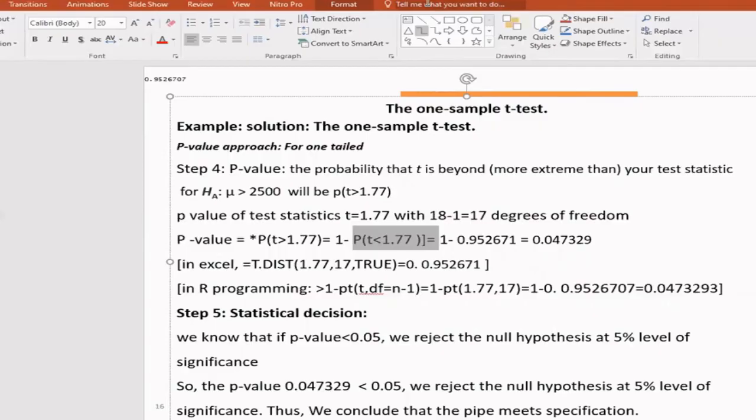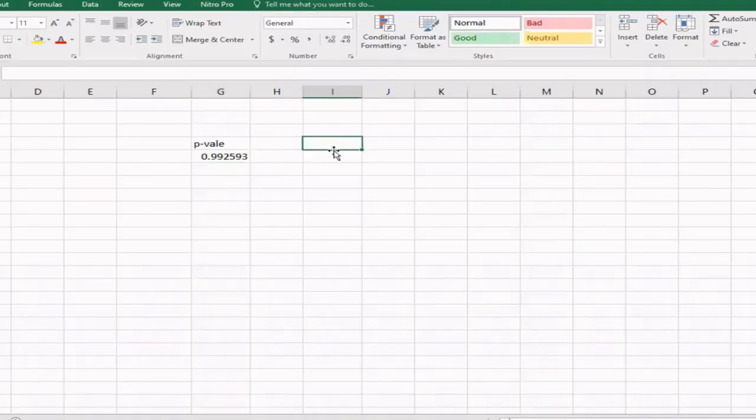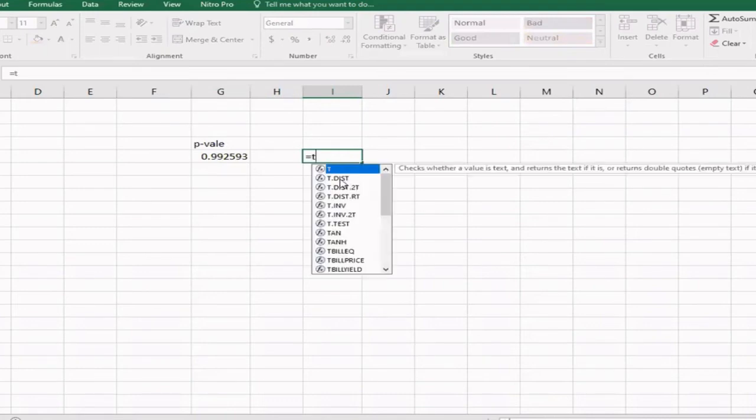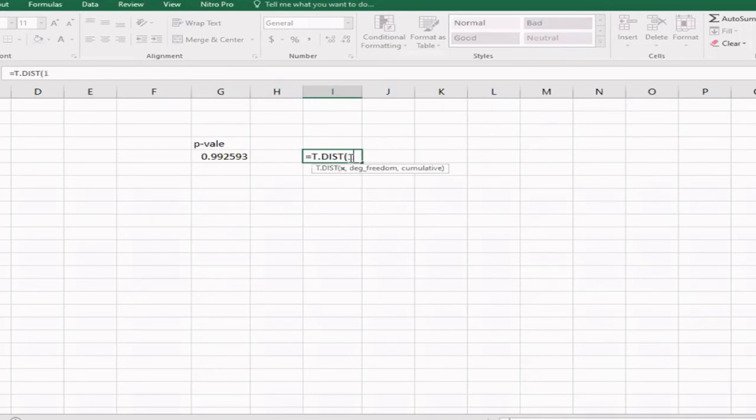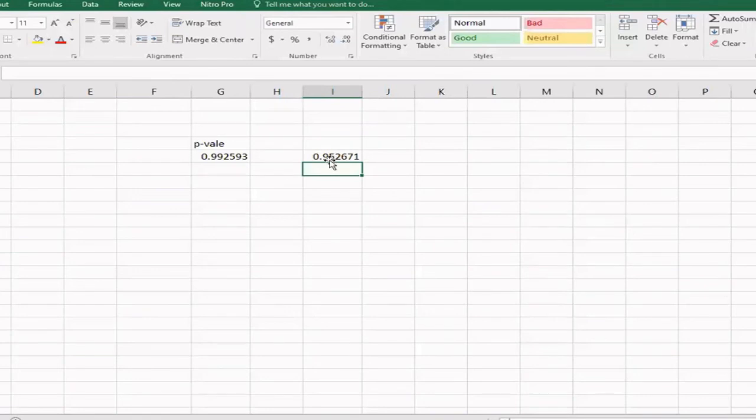In Excel, for the p-value, we use the t distribution function, T.DIST. Our calculated value is 1.77 and degrees of freedom 17. For the second condition, we give a comma and TRUE, because our value is less than or equal to 1.77. First we choose the first option, then give it, and we get the probability t less than 1.77 for 17 degrees of freedom, 0.9526117.